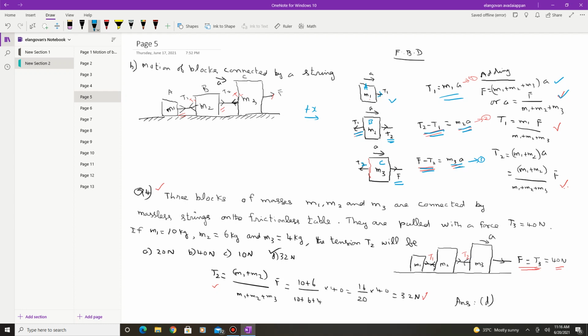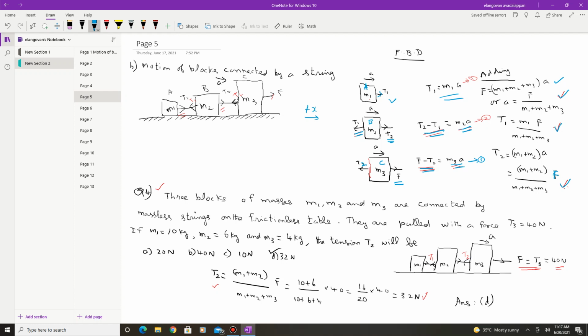Now if we substitute the value of A in equation 1, you will get T1 is equal to M1F divided by M1 plus M2 plus M3, and if you substitute T1 in equation 2, then you get T2, which is found to be M1 plus M2 divided by M1 plus M2 plus M3 times the external force. So the tension acting on the strings as well as the acceleration can be calculated if the blocks are connected by a string and moving along the positive x direction.